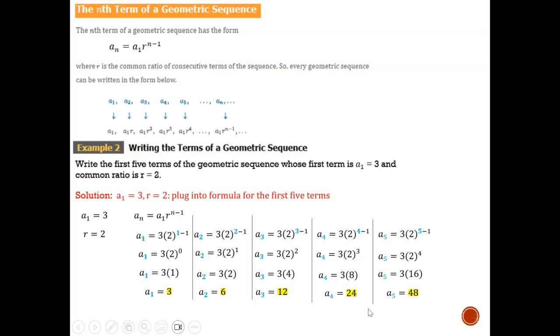See, guys, again, it's all about patterns. And the next term, which will be the sixth term, will be 48 times 2, right? And so forth.